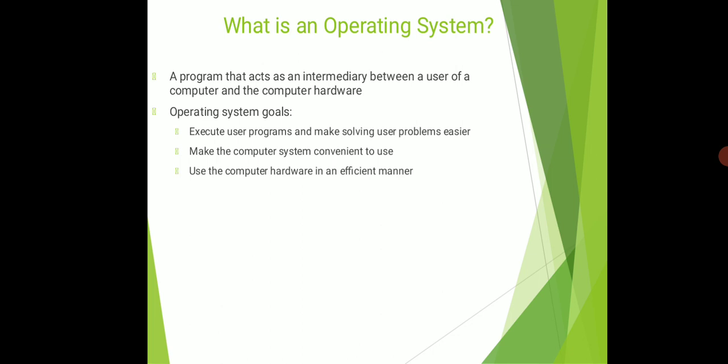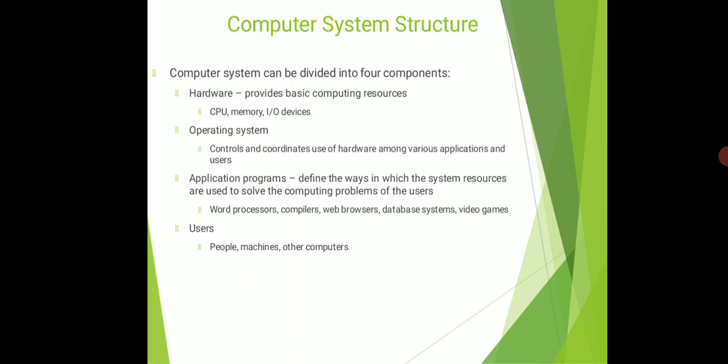So first one, we can solve the problems easier by executing user programs. And then second one is make the computer system convenient to use. Third one is use the computer hardware in an efficient manner. So these are all the main goals of OS. So this is a program and it will act as an intermediator between the user of the computer and the computer hardware. So next slide, we are going to see the computer system structure. We are going to see how the OS will be there, how the structure will be, those things we are seeing in this slide.